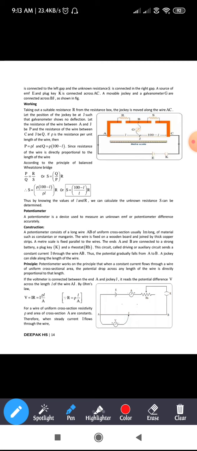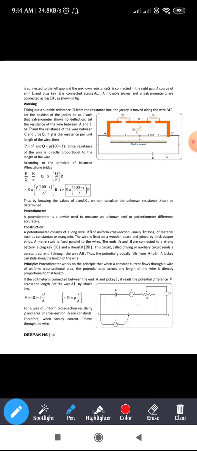So here, as you know, we have connected the resistance box on the left side, where R denotes the resistance box and S denotes the unknown resistance. In the resistance box, we are going to unplug some resistance. Next, we are going to slide the jockey on the wire. It is assumed that at point J the galvanometer reads zero deflection when sliding the jockey from A to C, which means the bridge is balanced.